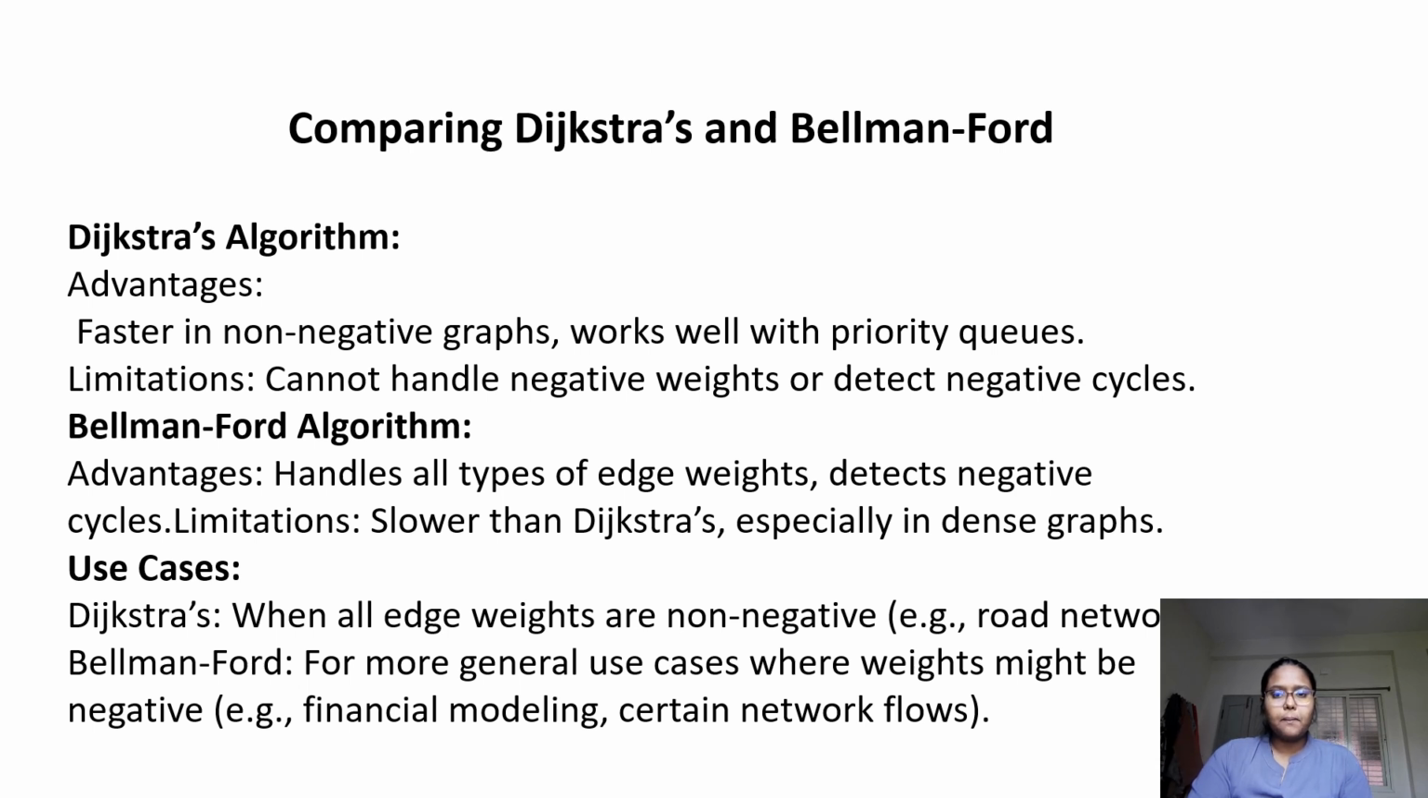Comparing Dijkstra's and Bellman-Ford. Dijkstra's algorithm advantages: faster in non-negative graphs and works well with priority queues. Limitations: cannot handle negative weights or detect negative cycles. Bellman-Ford algorithm advantages: handles all types of edge weights and detects negative cycles. Limitations: slower than Dijkstra's, especially in dense graphs. Use cases: Dijkstra's when all edge weights are non-negative, such as road networks. Bellman-Ford for more general use, in cases where weights might be negative.